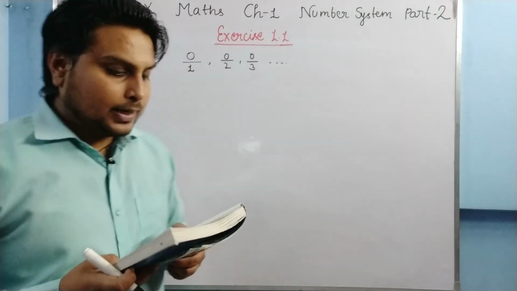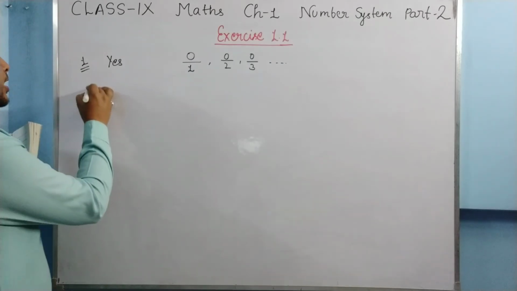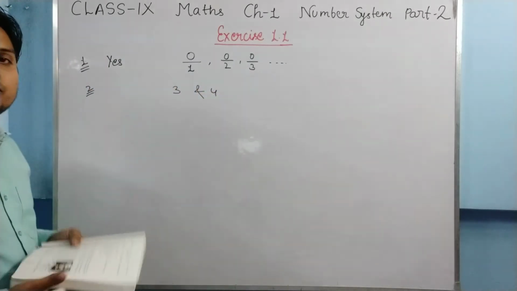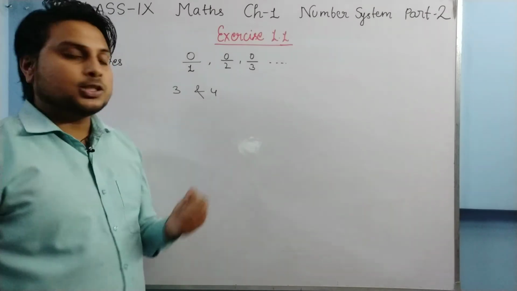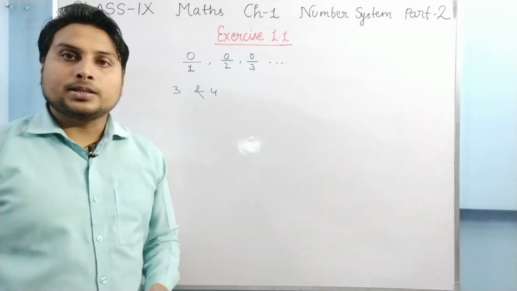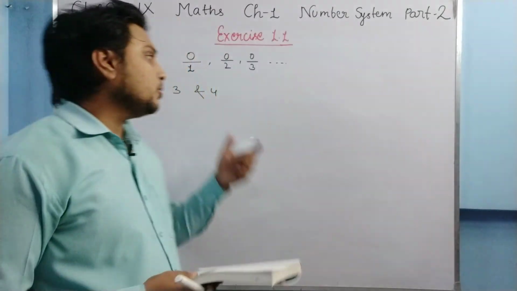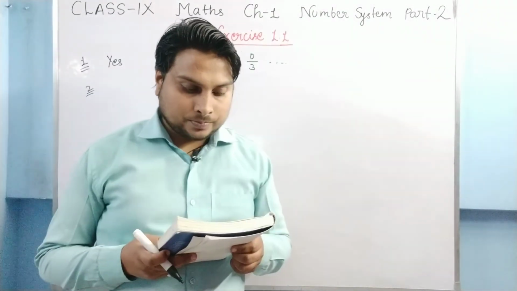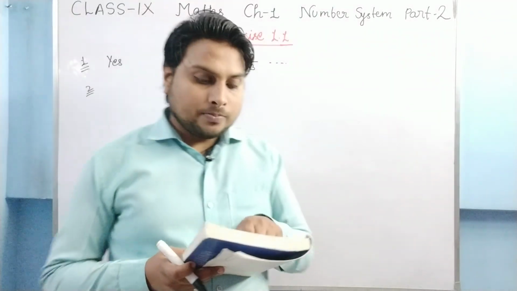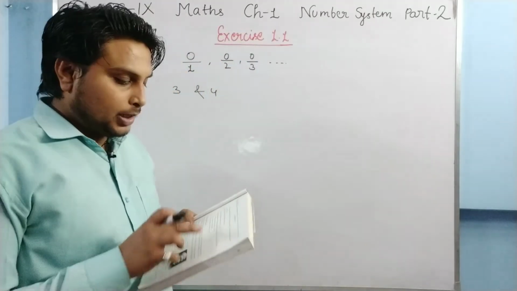Second question is find 6 rational numbers between 3 and 4. Okay, so we have to find 6 rational numbers between 3 and 4. Can we find it? Yes, we have done so many examples like that. Okay, so we can find 6 rational numbers. I just told you the examples on the basis of this. Third question is find 5 rational numbers between 3 by 5 and 4 by 5. So again you can see the denominators are same.